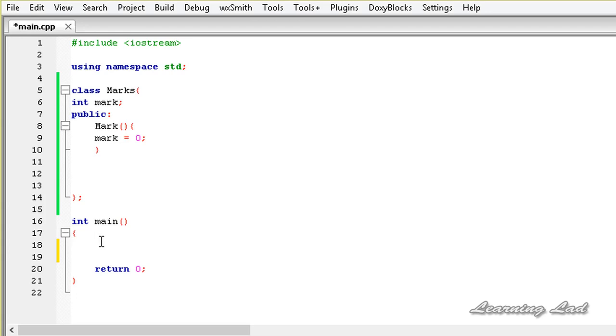So this is it, guys. This is about some restrictions or important things that we should know while doing operator overloading in C++.